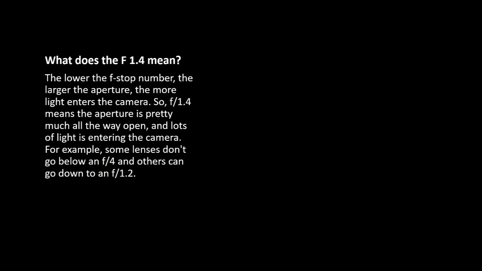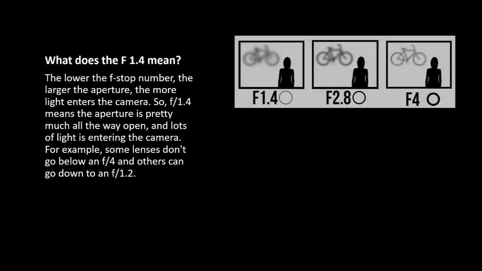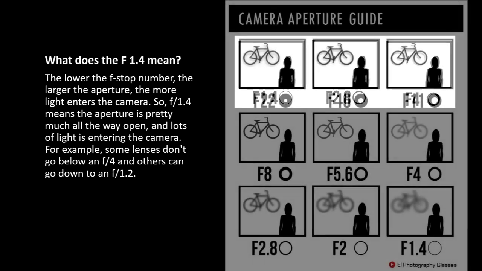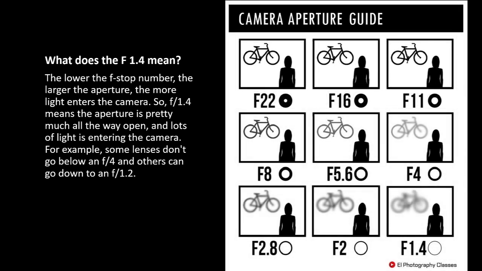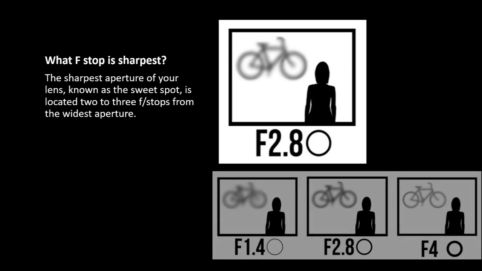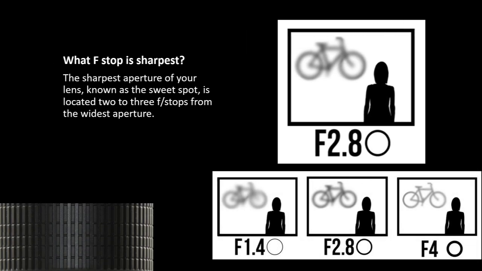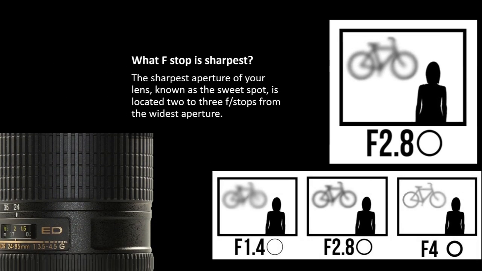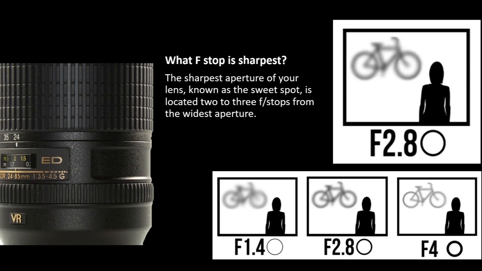What does the f1.4 mean? The lower the f-stop number, the larger the aperture, the more light enters the camera. So, f1.4 means the aperture is pretty much all the way open, and lots of light is entering the camera. For example, some lenses don't go below an f4 and others can go down to an f1.2. What f-stop is sharpest? The sharpest aperture of your lens, known as the sweet spot, is located 2 to 3 f-stops from the widest aperture.